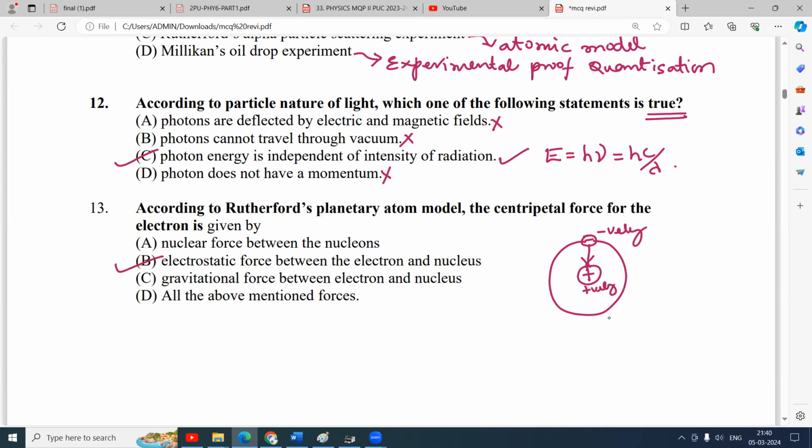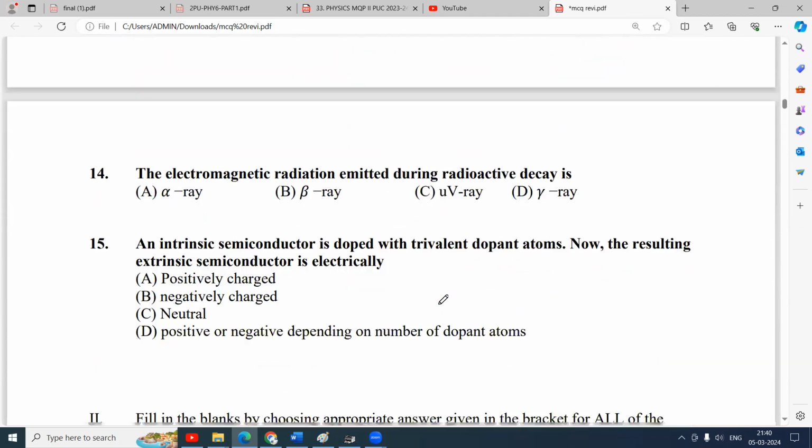So it is the electrostatic force of attraction between the electrons and nucleus that gives the centripetal force, and nuclear force between the nucleons binds the nucleons together and forms a very strong nucleus. Nuclear force has nothing to do with centripetal force. Of course, gravitational force acts as a centripetal force between the planets and the sun and satellites and the earth. That will also act like a centripetal force, but not in this case. So option B.